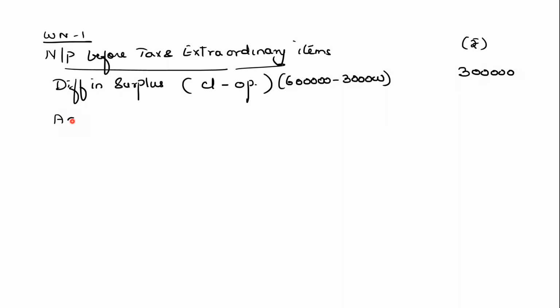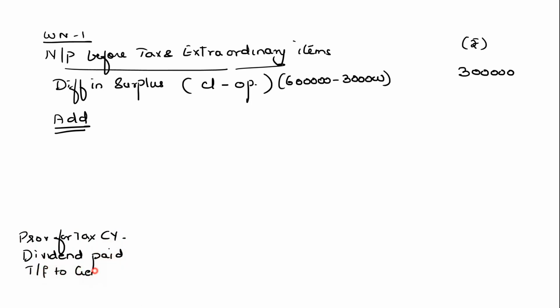Now there are certain items which are added and subtracted. For example, I will tell you what are the common things that will be added and subtracted. Then we'll come to the relevant thing in this question. Normally what is added is the provision for tax of the current year. I'll write it here: provision for tax of the current year. The dividend, whether it is interim or final dividend, which has been paid during the year. If there is any transfer to general reserve, then that would be added. So these items are normally added, and the items which are subtracted, or if there is any refund of tax, that is subtracted.